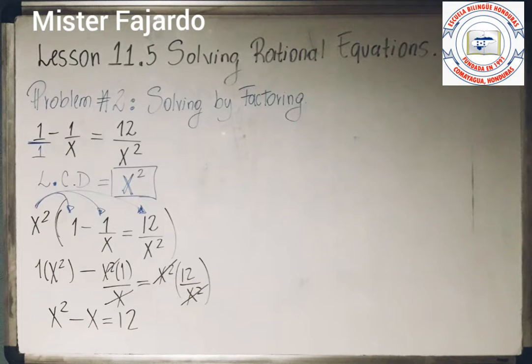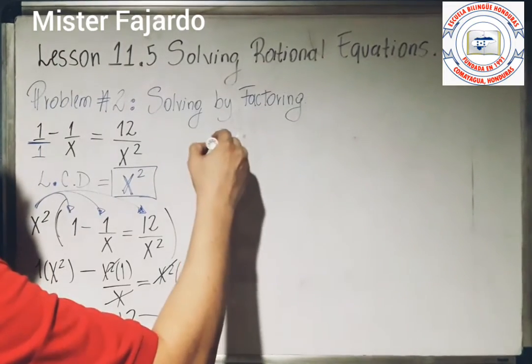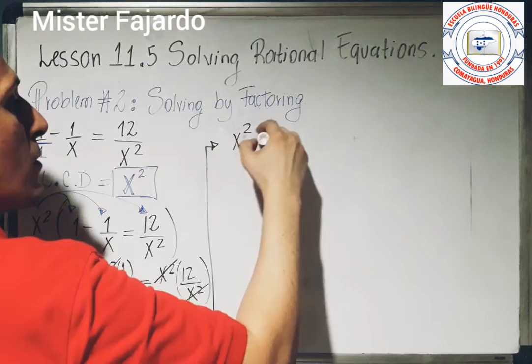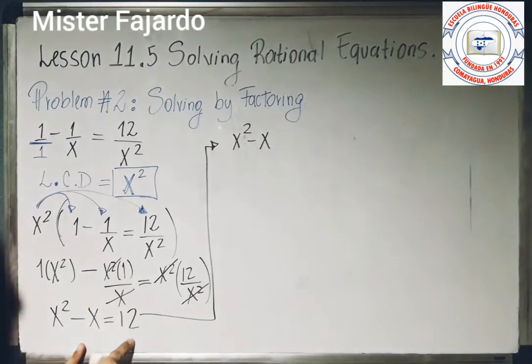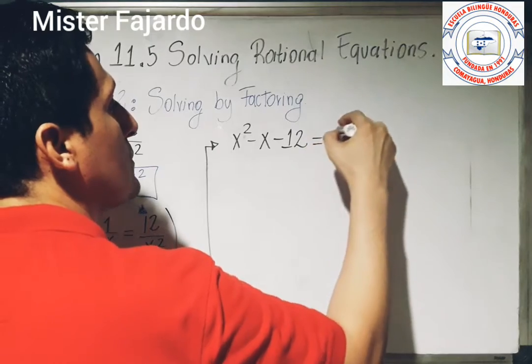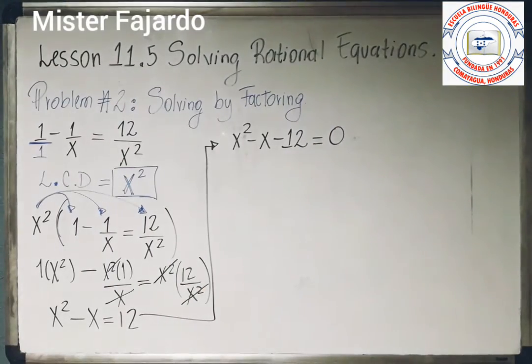What we need to do now, we need to put it in standard form to do a factorization. I'm going to continue here doing that. You're going to have x to the second power minus x, and that value that is positive is going to be negative on this side, equal to 0. Then you also need to get the factors.